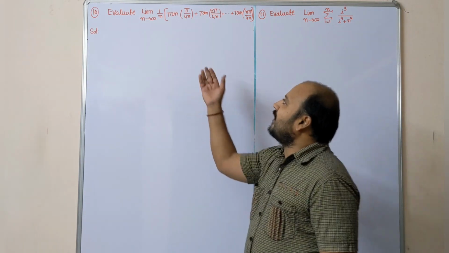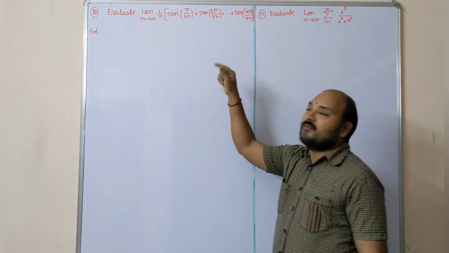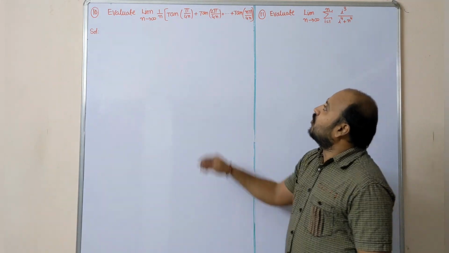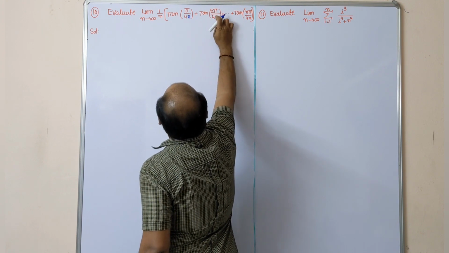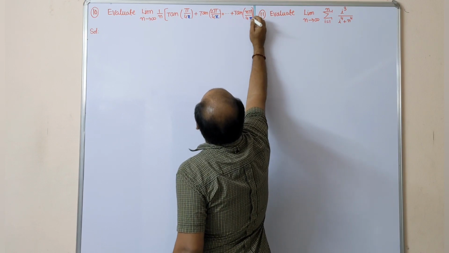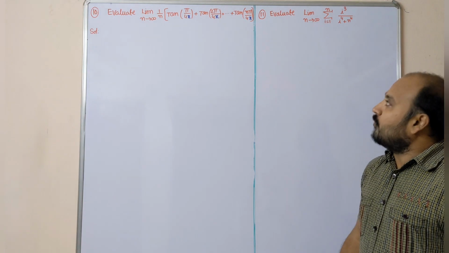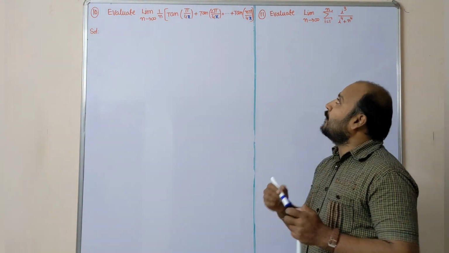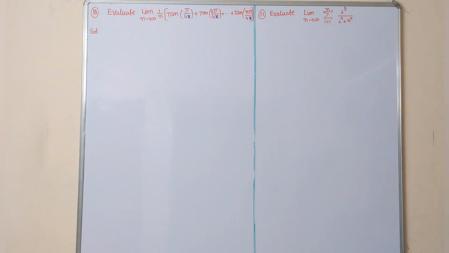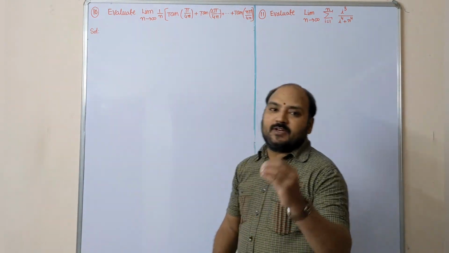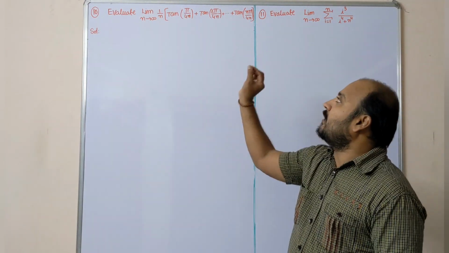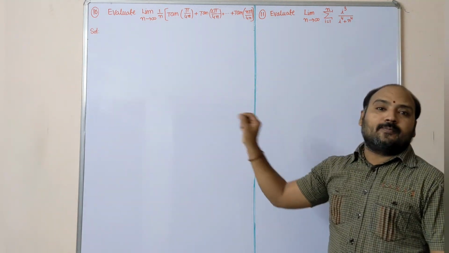The next question, dear students. Evaluate limit n tends to infinity 1 by n into tan pi by 4n plus tan 2 pi by 4n plus and so on tan n pi by 4n. Once again, I will check the question. Yeah, the question is correct, dear students.